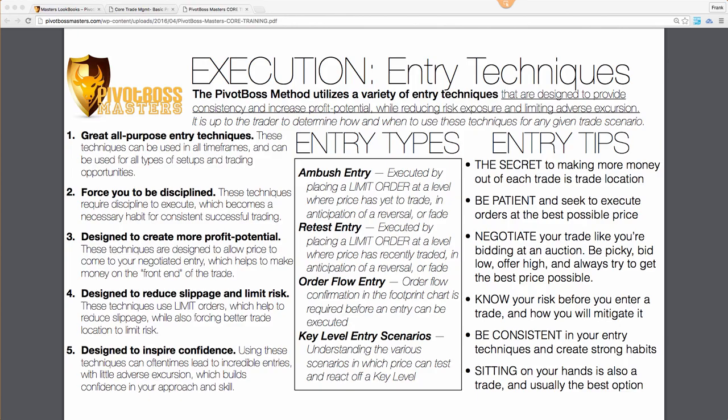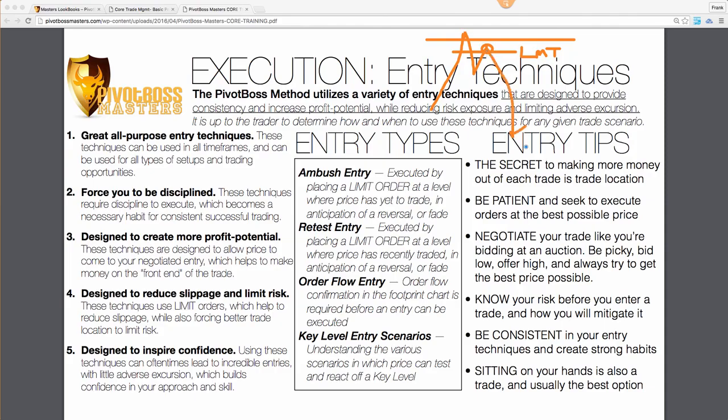The retest entry is executed by placing a limit order at a level where price has recently traded, in anticipation of a reversal or fade. So in this case, what I'm looking for is if price comes into a resistance level, I'm going to let price hit that level first, and should a rejection occur, then I'm going to look to set a limit order somewhere in that rejection zone, in anticipation of a retest that I can then defend and enter in that trade.